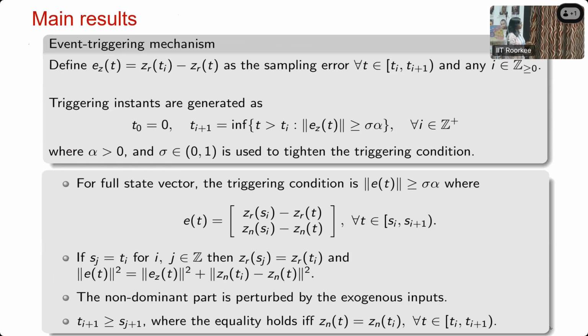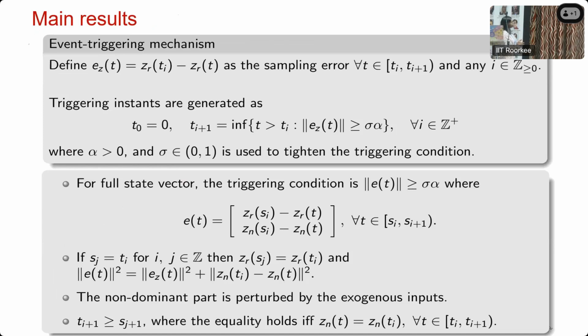So if there is a time when this becomes equal, that's what we have written over here. Suppose this is the time instant when ZR of SI equals ZR of TI. Basically you can see that over here this term will dominate this term, which means that this condition will be violated more frequently as compared to this. Why?